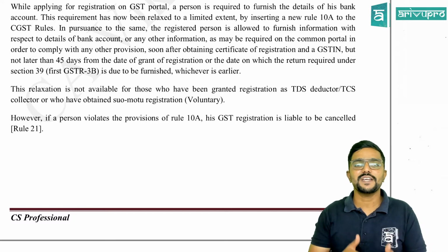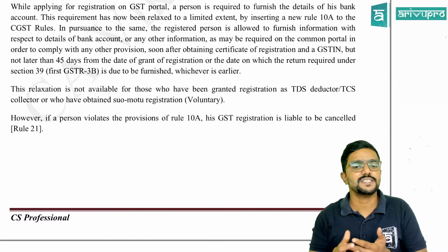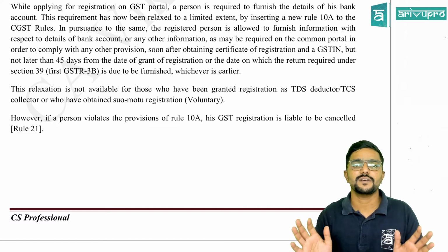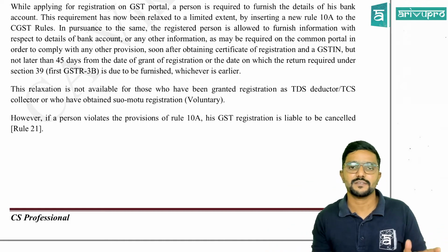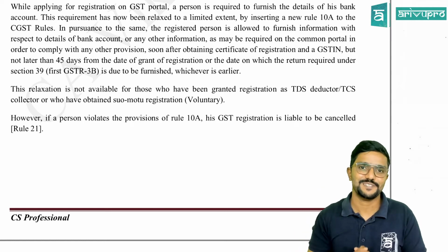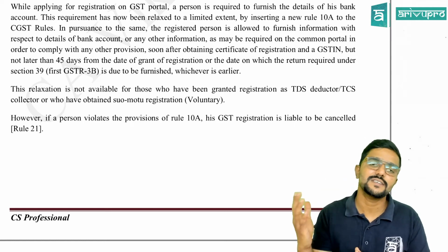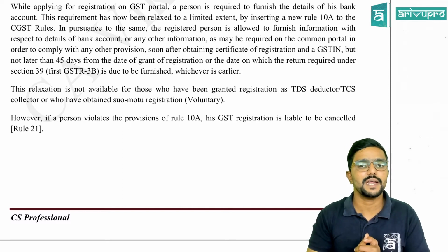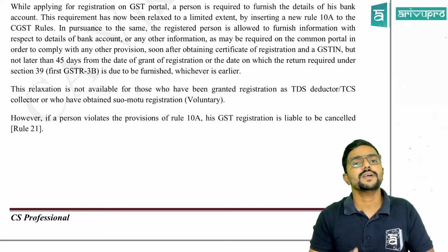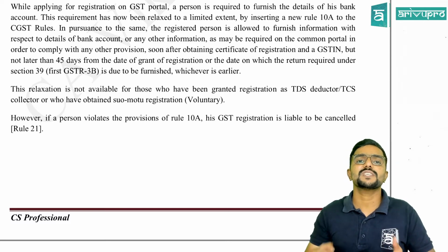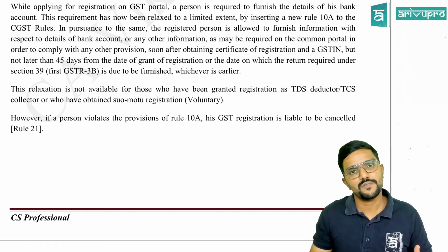So if you are taking registration as TDS deductor, TCS collector, or voluntary registration, the option to give bank account details later is not given. You have to give your bank account details at the time of application only. Clear? For others, yes, they have been given some extra time. You can make the application now without bank account details. You can give it later, but within 45 days from the date of grant of registration or the due date of filing first GSTR-3B, whichever is earlier.